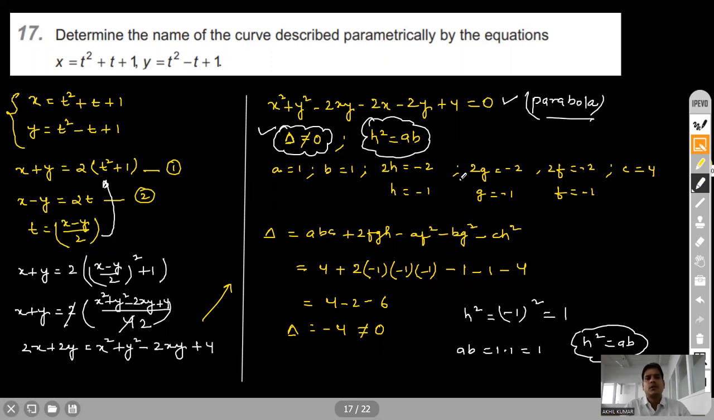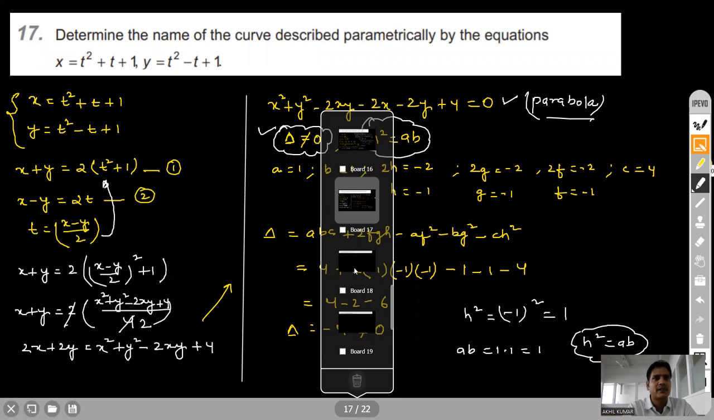There are other conditions also for this general second degree equation of conic, okay. But since we are dealing with parabola, most probably the question will be asking for parabola only. So I am checking for parabola, but suppose this delta comes out to be zero, then it will represent a pair of straight lines. Similarly, there are other conditions also for other conics, like for a hyperbola and ellipse, that we will take care of in the coming sessions. So this equation is representing one parabola, that is for sure. So this is done. Question number 17.